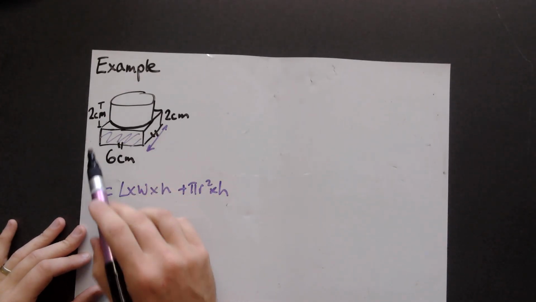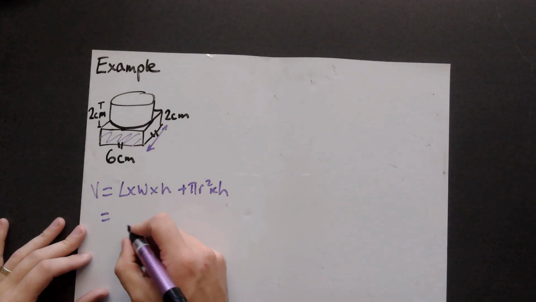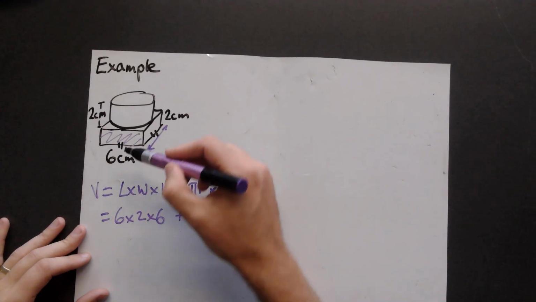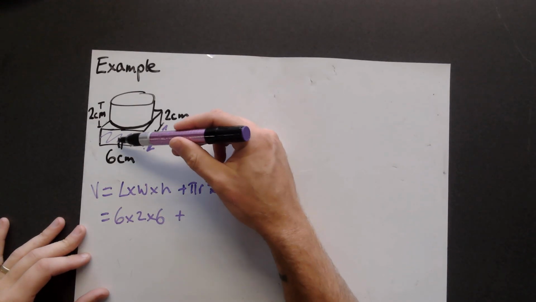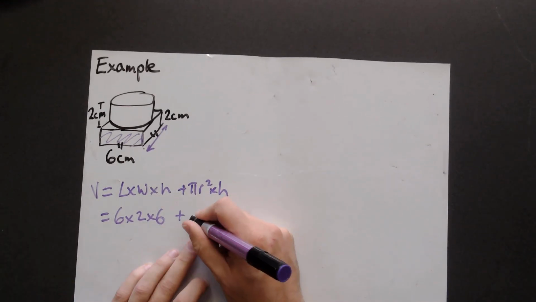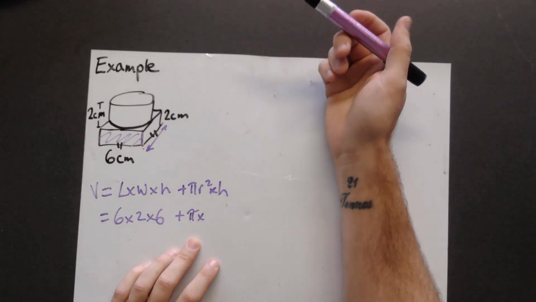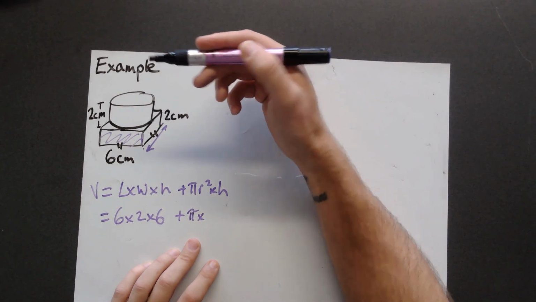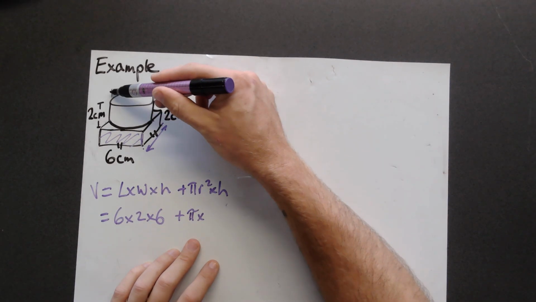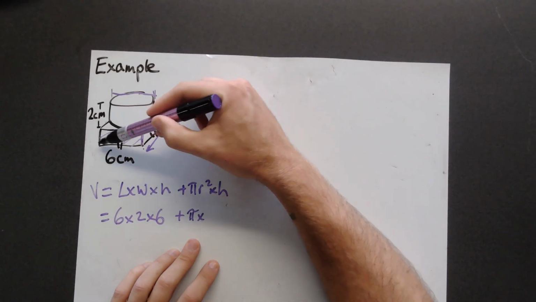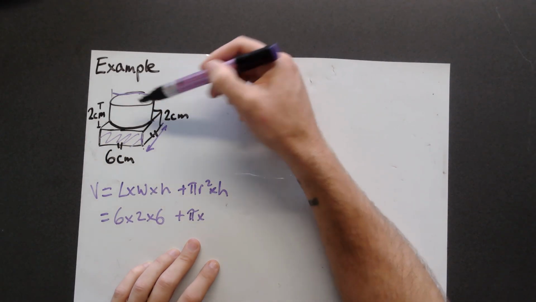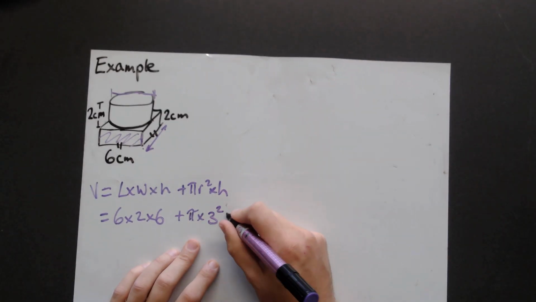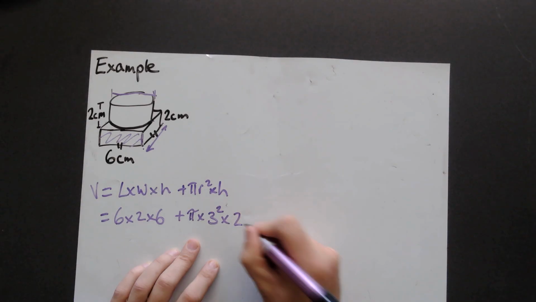Okay, so for my prism at the bottom, I am 6 times 2 times 6, because I've got 6 by 2 this way, and then this length is 6 as well, because we've got our double dashes indicating they're the same size, plus pi times our radius. Now we need to think here. What's our radius going to be? Well, since our cylinder sits neatly on top of our prism at the bottom, we know that the diameter of the circle is going to be the same as this dimension here. So our diameter of our circle is 6, therefore our radius is going to be 3. So 3 squared times by our height, which is 2.